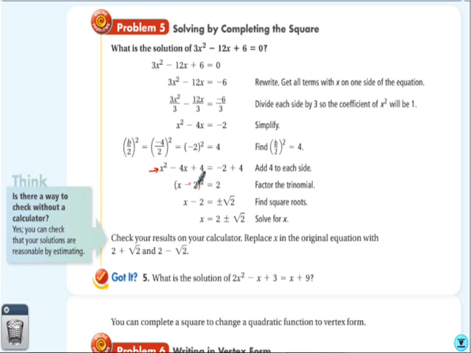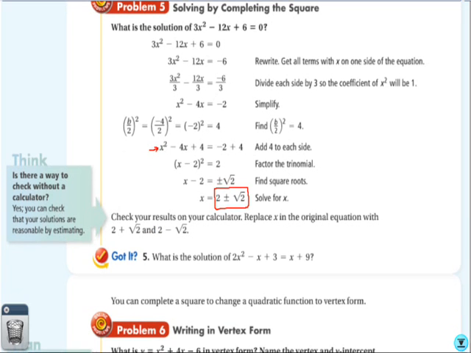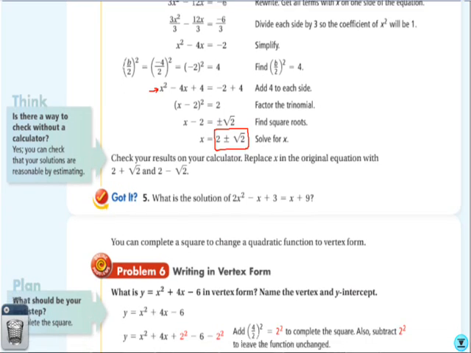In the next step, we factor the left side. It's a perfect square trinomial, so that should be easy to factor. Then we take the square root of both sides, and then we solve for x. We're going to get some ugly answers like this, and that's completely okay. We can replace x in the original equation with these answers, and it will work out perfectly.